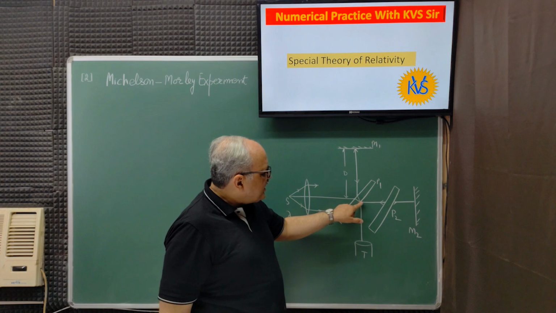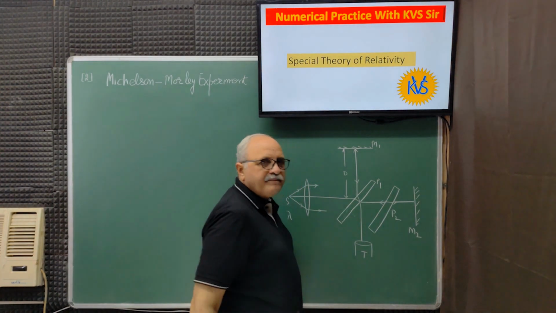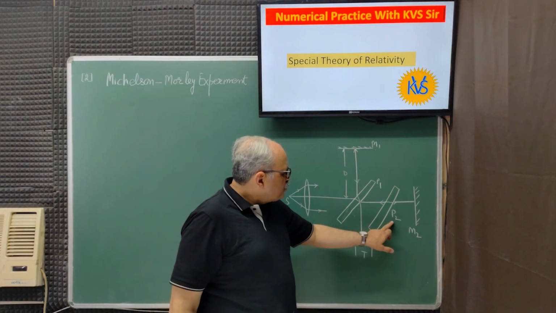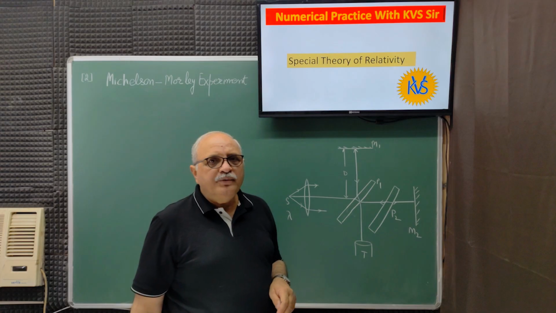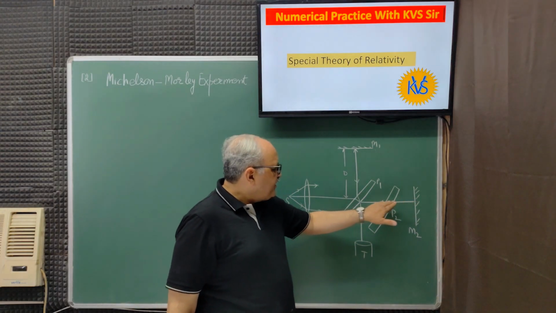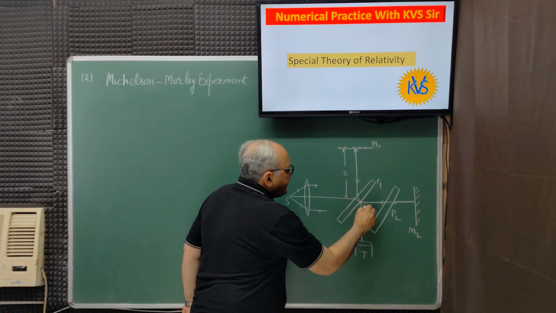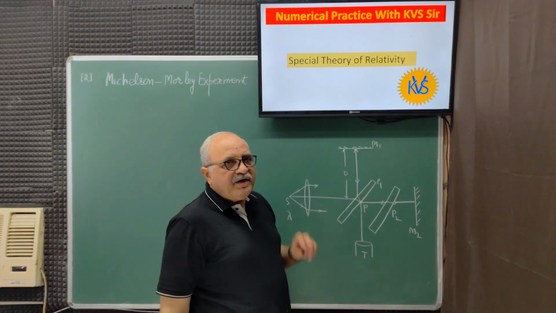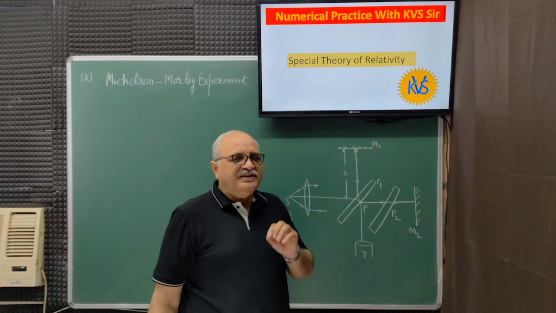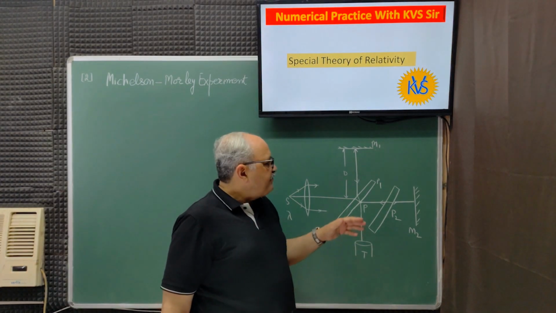The light which gets transmitted has to pass through a compensating plate P2 and then reaches a plane mirror M2, gets reflected from there and meets at this particular point. Say, let me call this point P. They get separated from here and they again come and meet at this particular point, but they travel in different directions.